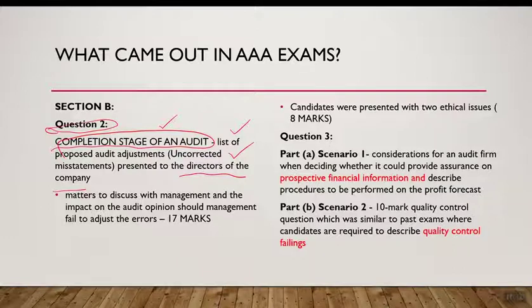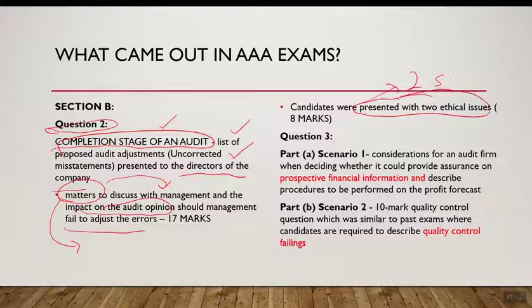So in this question, it was quite interesting because the students were asked to evaluate the matters to discuss with the management. What do you mean by matters to discuss with the management? And what is the impact on the audit opinion if the management failed to adjust the errors? And of course, there were two other scenarios in question 2 where you were given a scenario to deal with two ethical issues as well.